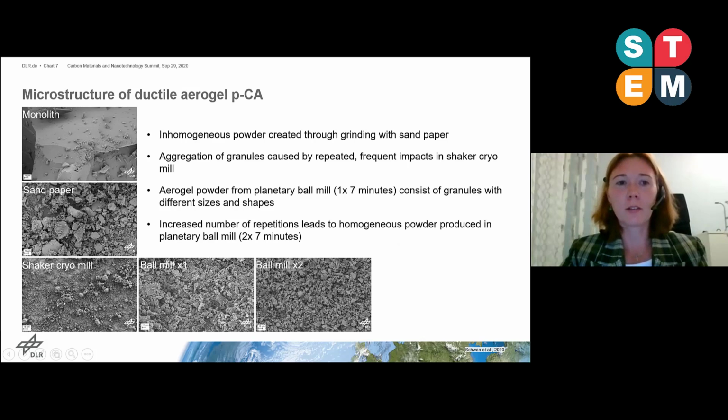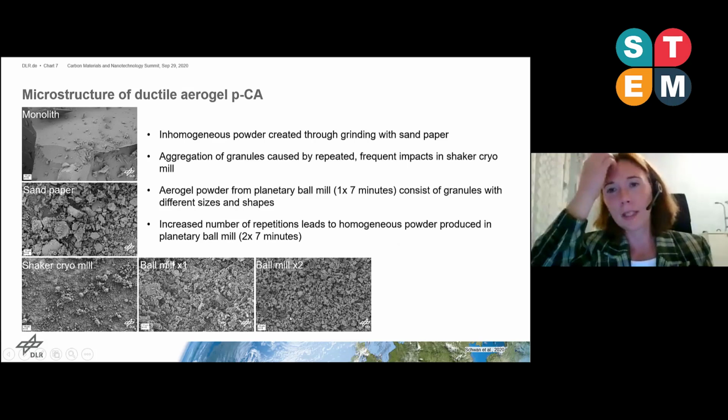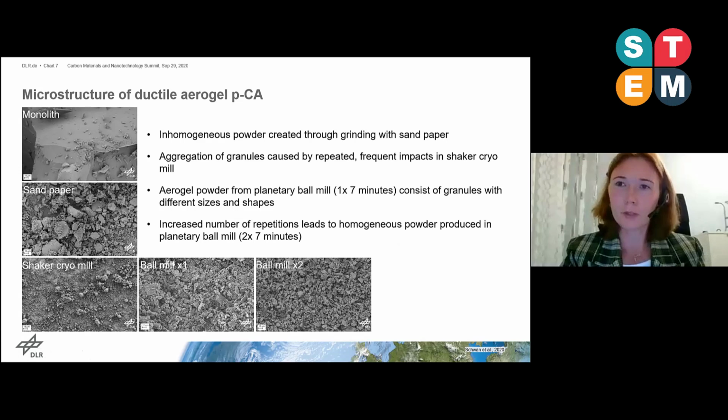In the shaker cryomill, we can see also different particle sizes and also different granule sizes. In the ball mill, the particle size became homogeneous, and after repeated ball milling, we see that the particle size is quite similar. So we could get a homogeneous powder of this aerogel.